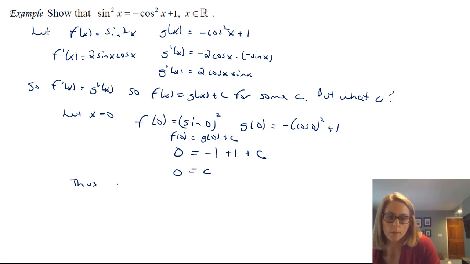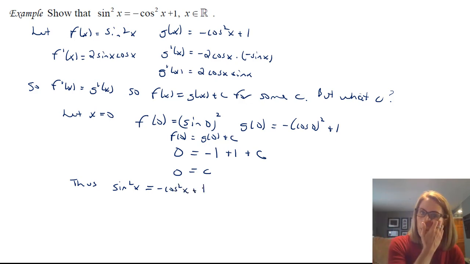So we're done. Thus, we know that this function must be equal to this function for actually all x in R. And if you were to graph those in Desmos or something, you would see that they're the exact same function. Their derivatives are the same at every single point.